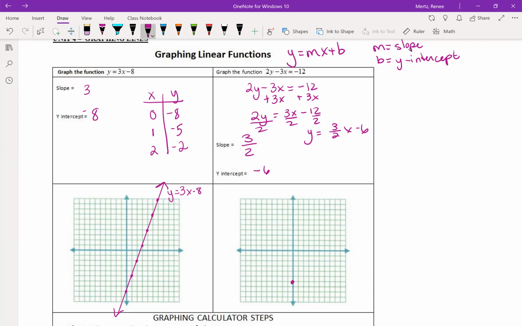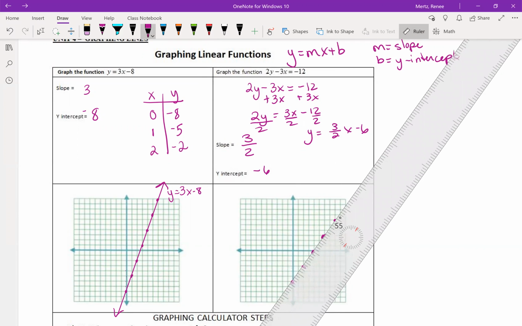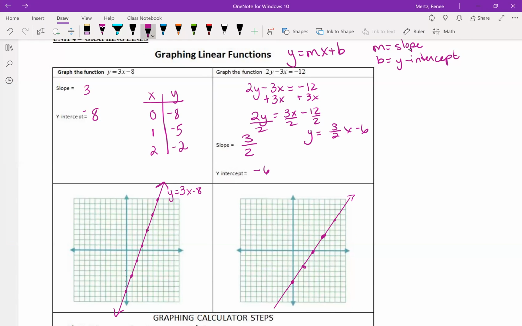I'm going up 1, 2, 3, over 2, up 1, 2, 3. Grab the ruler. Again, our slope is positive. The graph should be going uphill. Label with the original equation. So 2y minus 3x equals -12.